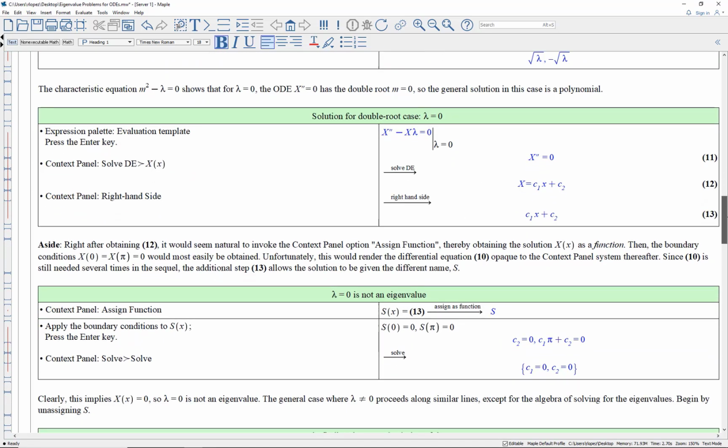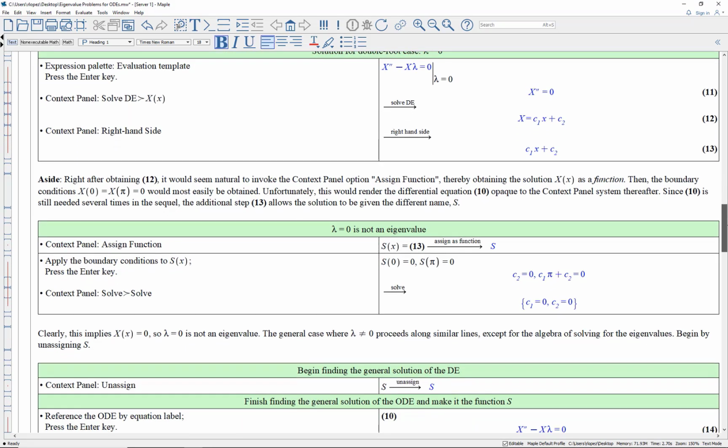So to show that lambda equals 0 is truly not an eigenvalue, we do this. We type s of x. That's what we're going to call this thing now. Not x, but s of x equal to this polynomial expression. And we make that a function. So we can do s of 0, s of pi, and get these two equations. If you solve them, you get the two constants, c1 and c2, equal to 0. That says the eigenfunction associated with lambda equals 0 is the 0 function. Therefore, it's not an eigenvalue. Lambda equals 0 is not an eigenvalue.